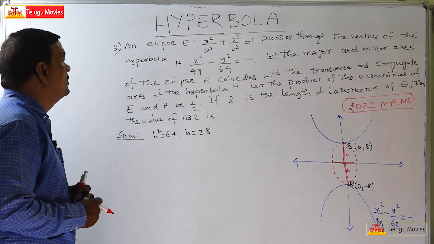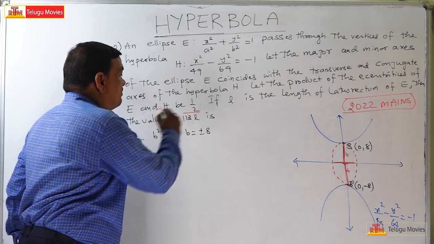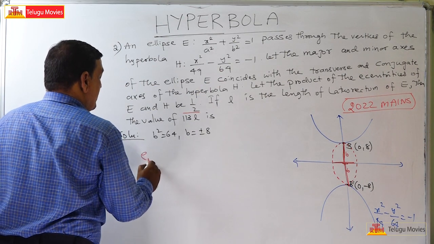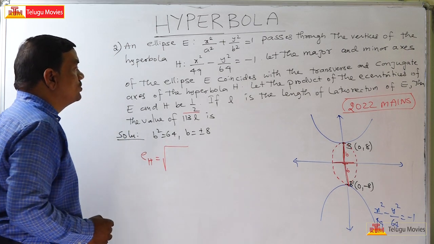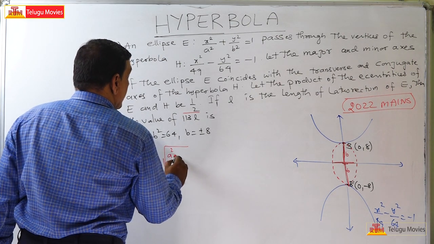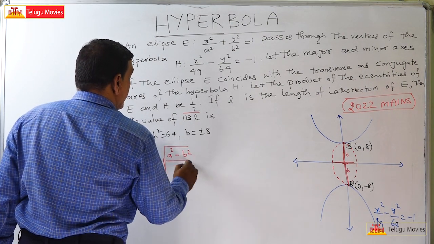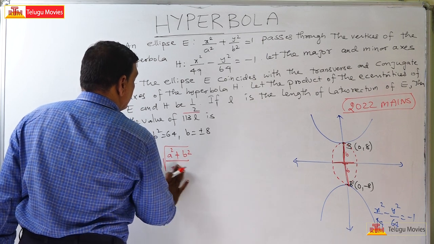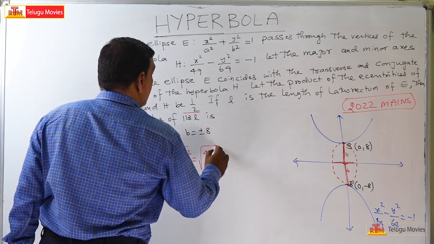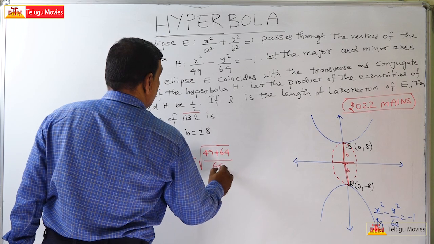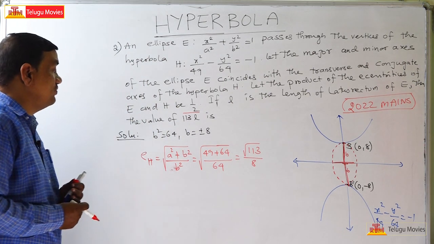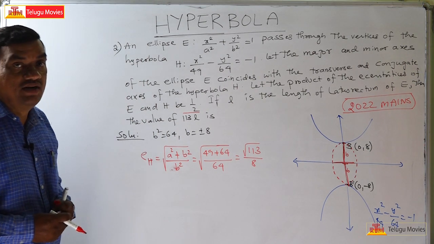Now for that also, we will make use of this concept, that is the product of the eccentricities. First to find out the eccentricity of the hyperbola. e is equal to root of, this is given by a square plus b square by a square. So this is equal to a square means 49 plus b square 64 by 49. So this is root of 113 by 7. So this is the eccentricity of the hyperbola H.